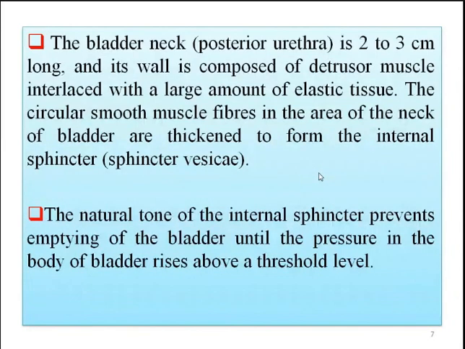Then the natural tone of the internal sphincter prevents emptying of the bladder until the pressure in the body of the bladder rises above a threshold level. So you see, there is a natural tone of the internal sphincter due to which it prevents emptying of the bladder. When it relaxes, then only the urine can come out. Okay. So it will open when the pressure inside the bladder rises above the threshold level.